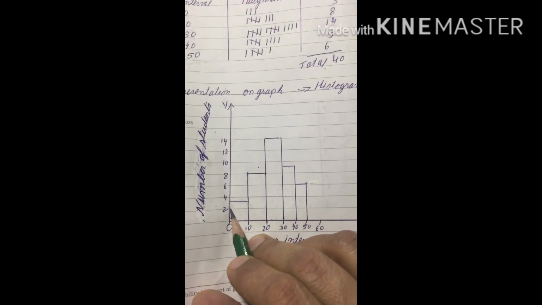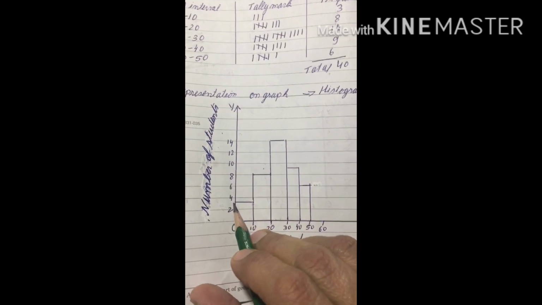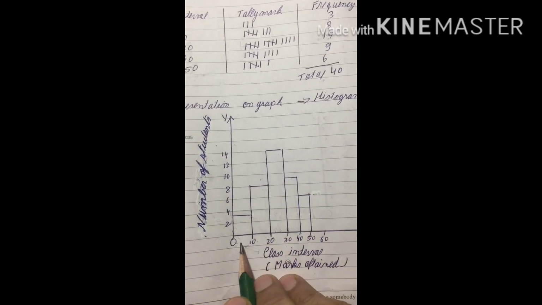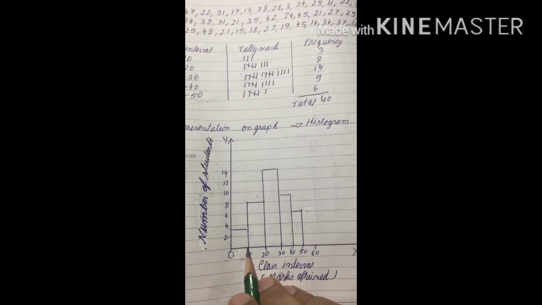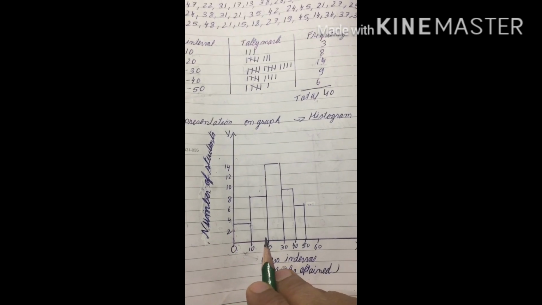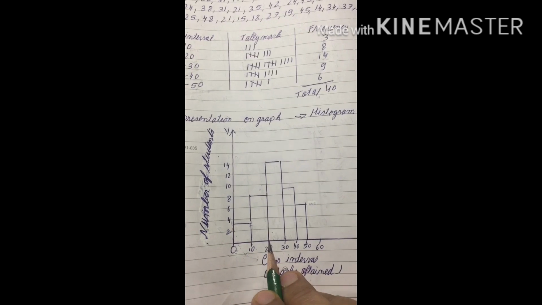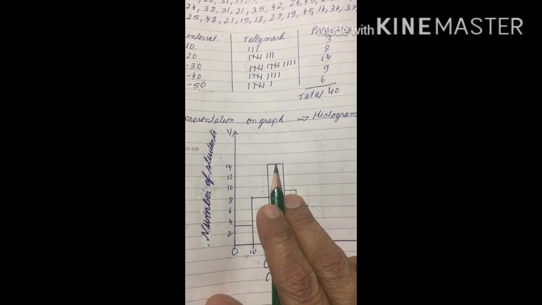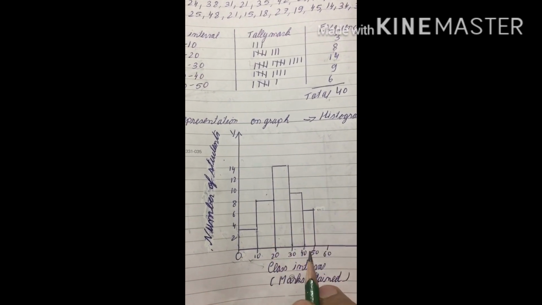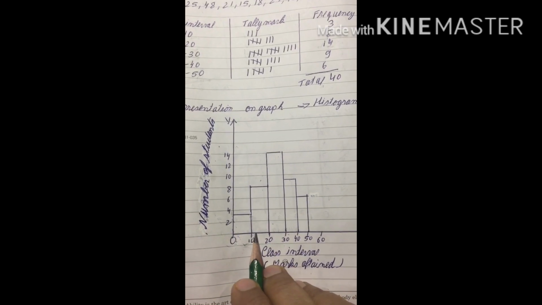Now you can ask me why I am taking this, because if I write here 1, 2, 3, 4, 5, 6, then the graph will be very long. Is it clear? Now for 0 to 9, how many students are there? 3. So we have done it like this. Then 10 to 19, how many are there? 8. So we have drawn the rectangle like this. Then 20 to 29, how many are there? 14. Then 30 to 39, how many are there? 9. Then 40 to 49, how many are there? 6. Now this is called histogram.